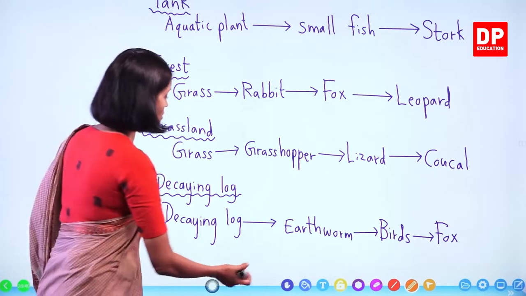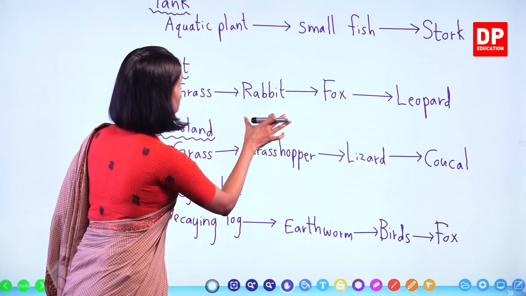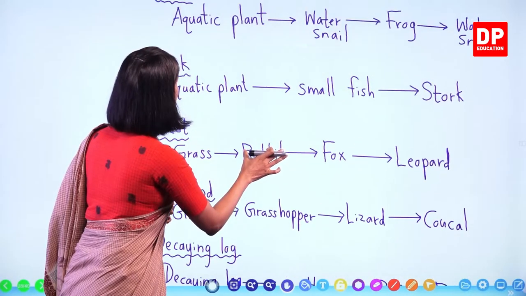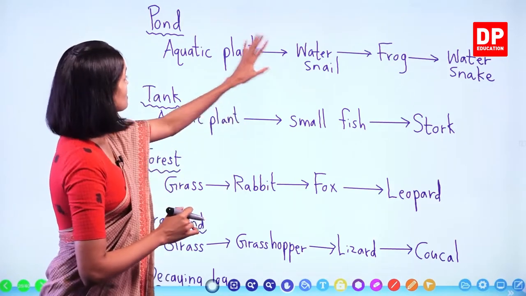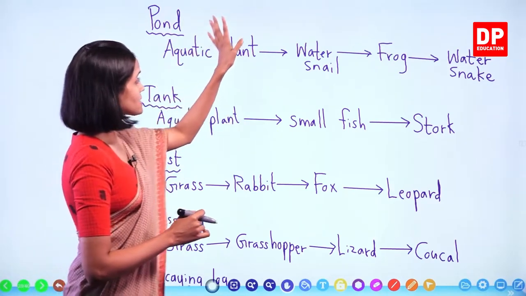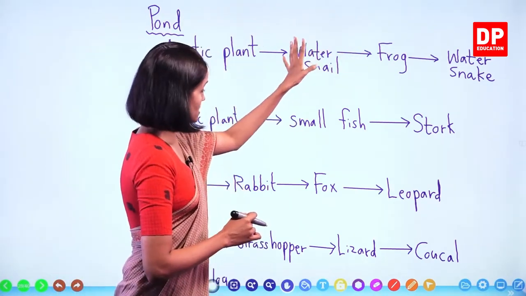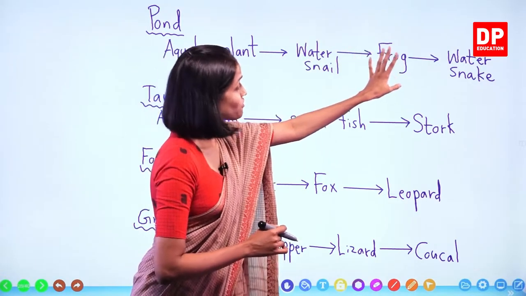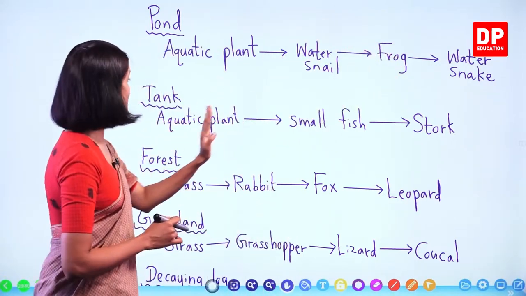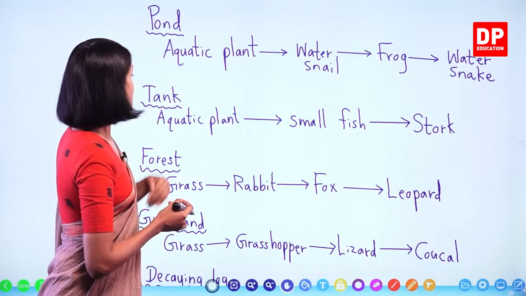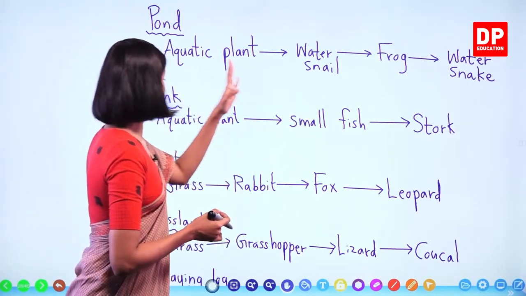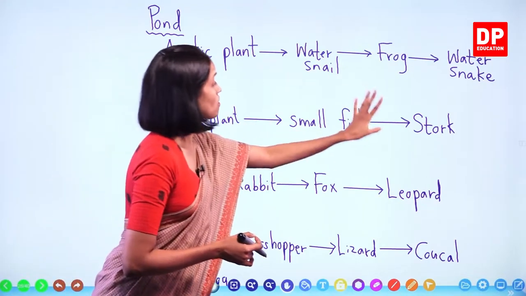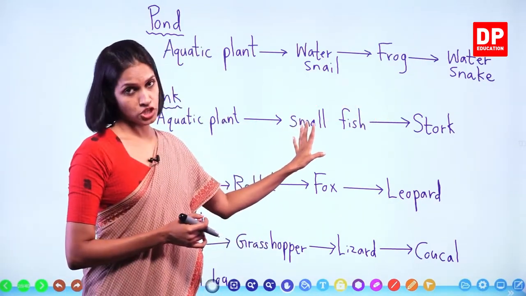So we'll go from the beginning. There are five different types of environments. The first one, pond. So water snail feeds on aquatic plants, and the frog feeds on the water snail. The water snake feeds on the frog. Right, the second one, tank. Aquatic environment again. So the small fish feeds on aquatic plant, and the stork feeds on small fish.